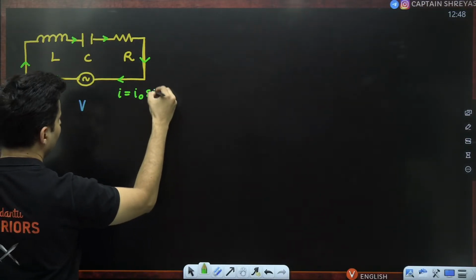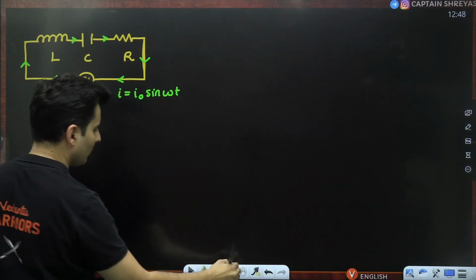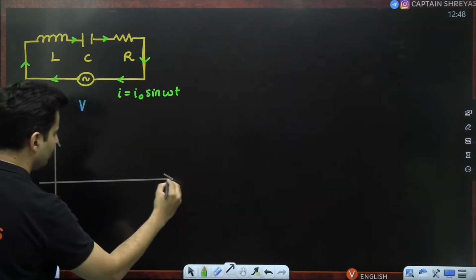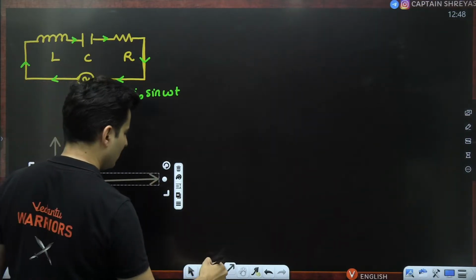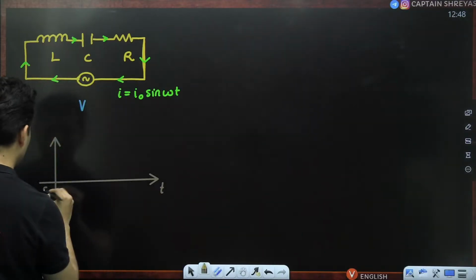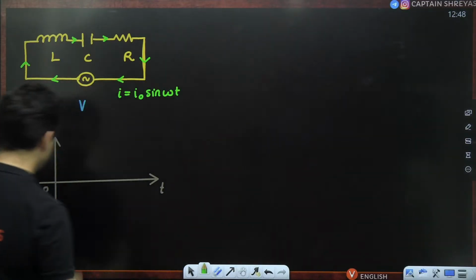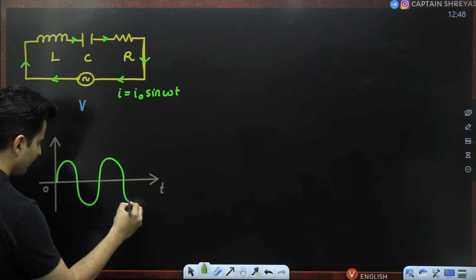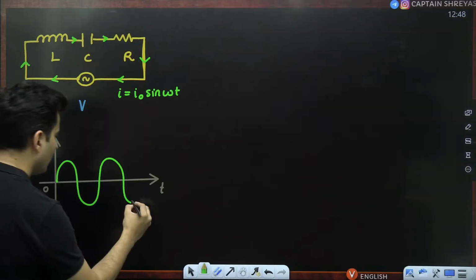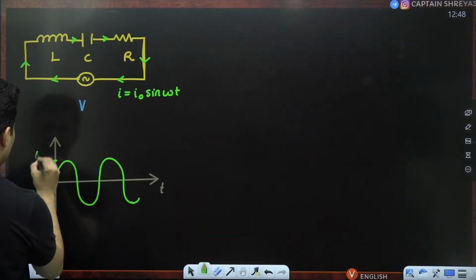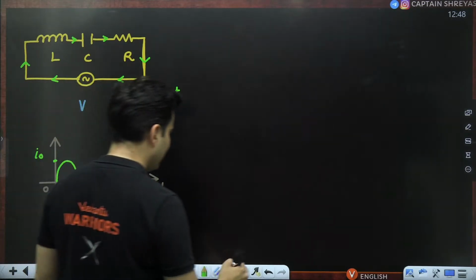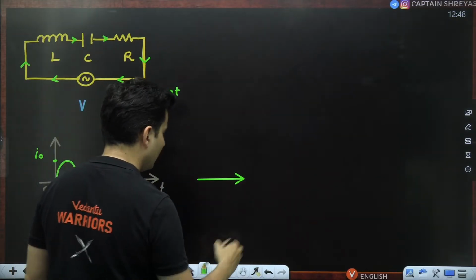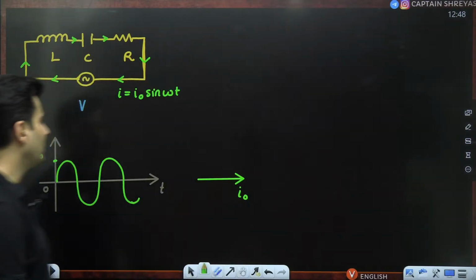So I naught sine omega t will be same in all of them. So let's say over here, this is your time, this is 0. So the current graph is like a pure sine graph like this. Okay, this is your current graph. All right, I naught. If you talk about the phasor of the current, let's say it is like this. This is basically your I naught. This is the current phasor.